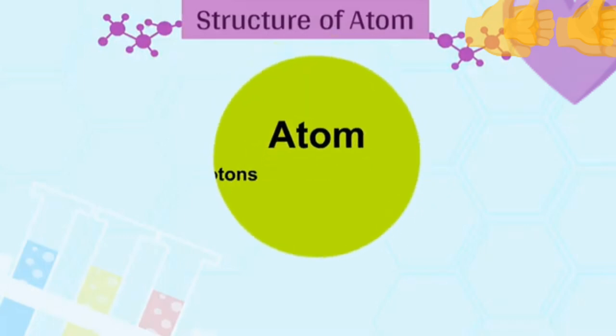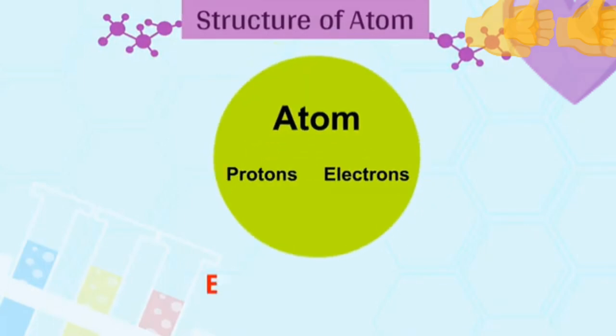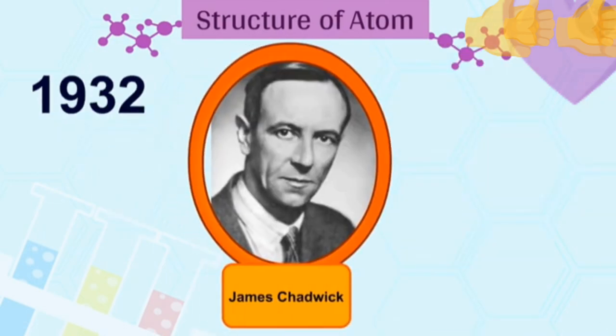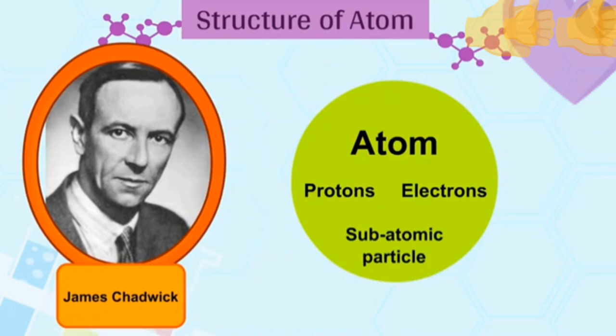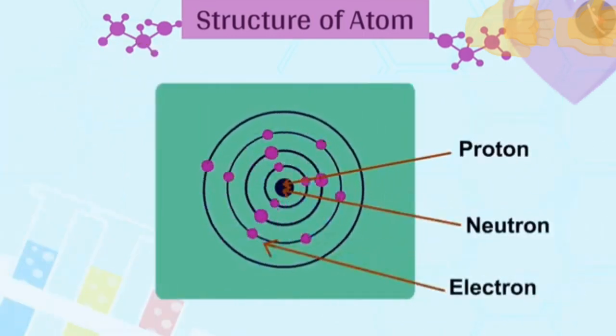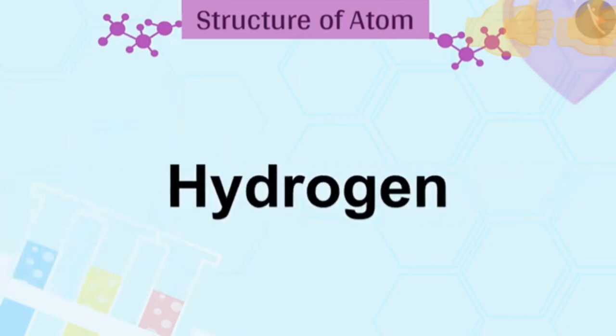Do only protons and electrons exist in an atom? In 1932, J. Chadwick discovered another subatomic particle which had no charge and a mass nearly equal to that of a proton. It was eventually named as neutron. Neutrons are present in the nucleus of all atoms except hydrogen.